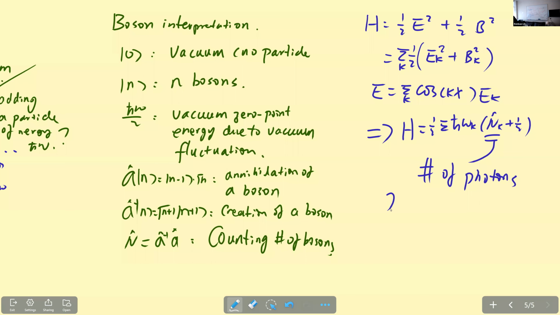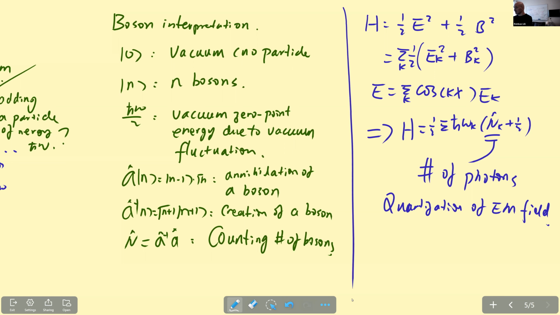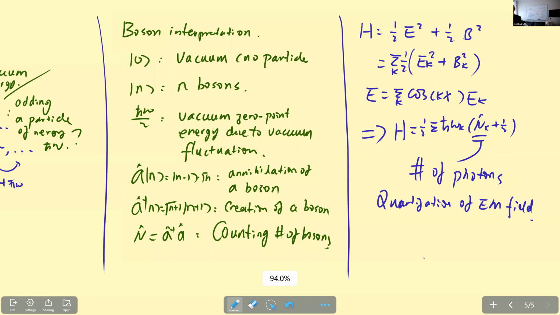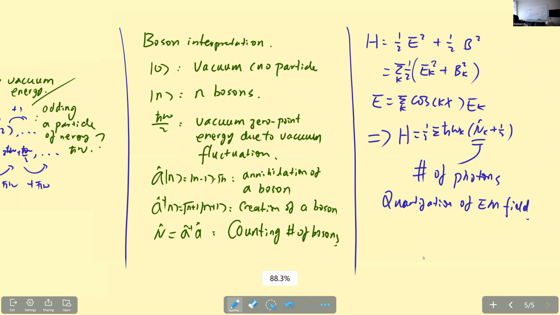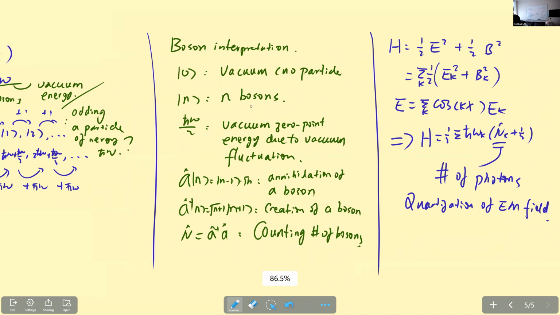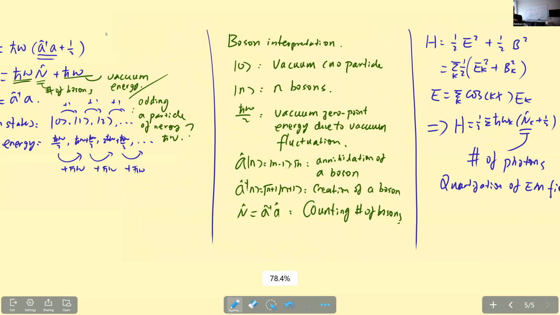So we have quantization of the EM field. That's just a very quick note of how we can use this picture to do the quantization of the EM field and introduce the idea of photons.